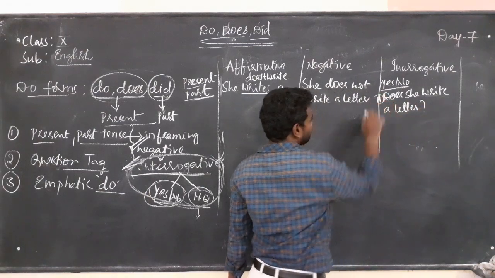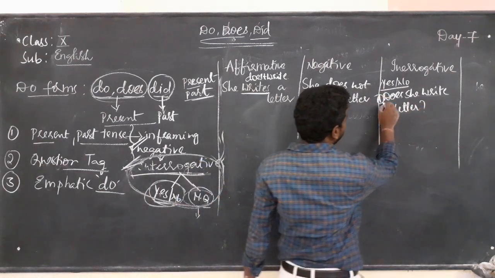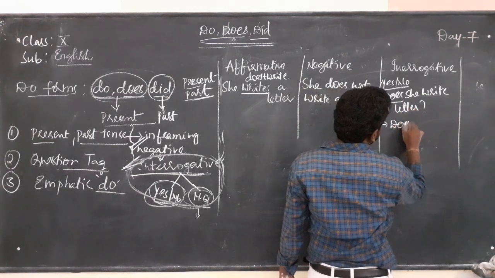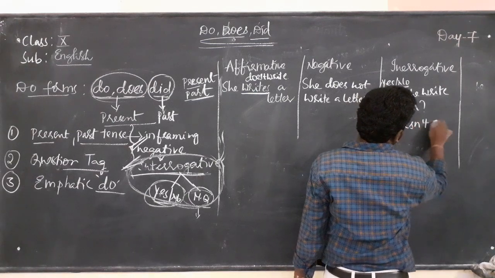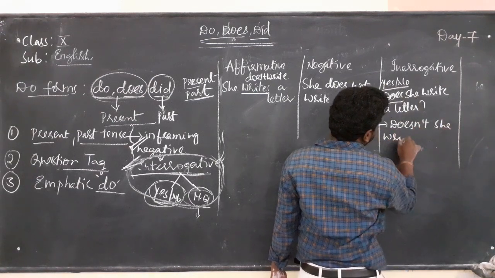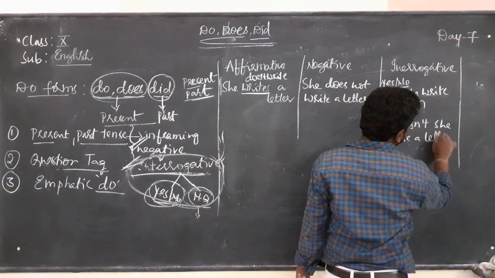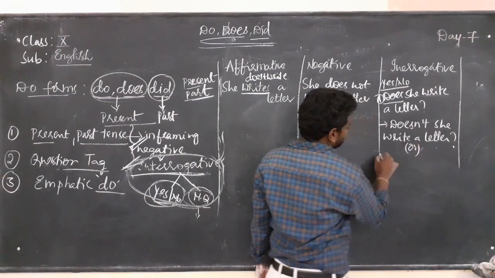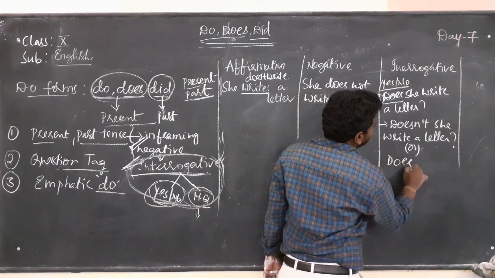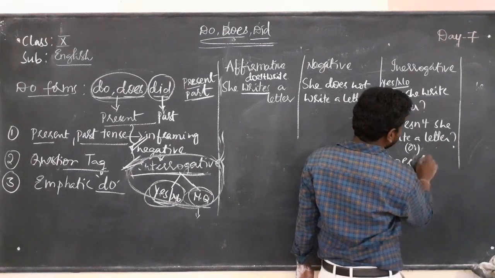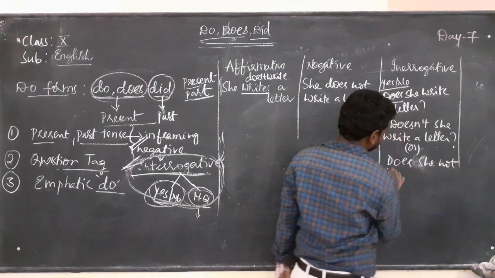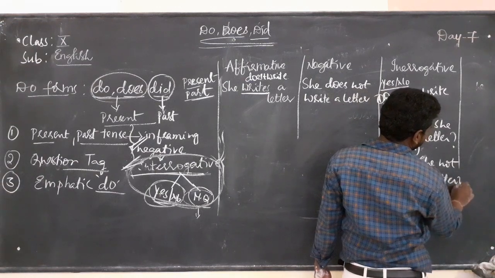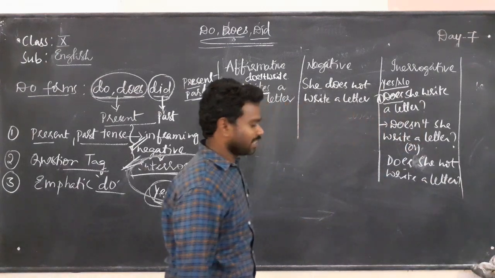This is one question, and I can write it another way also. The negative: doesn't she write a letter? This is one more way. In another way also we can write: does she not write a letter?